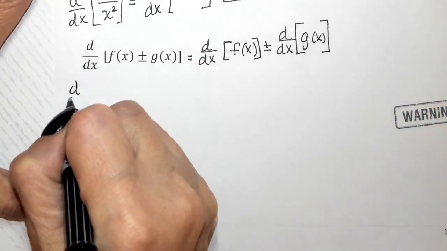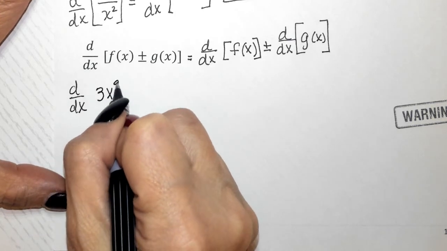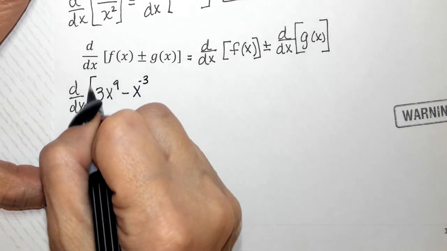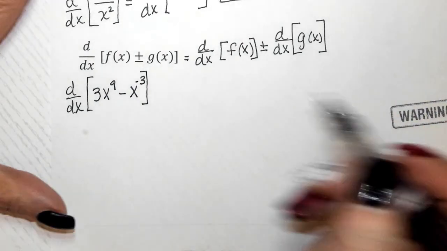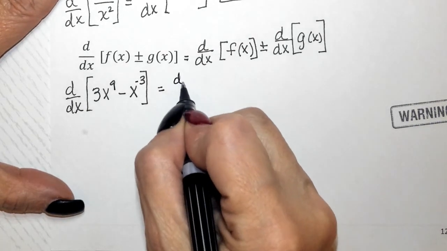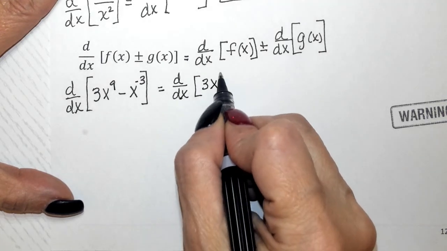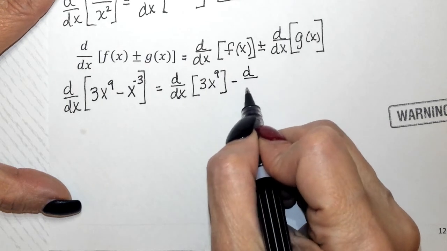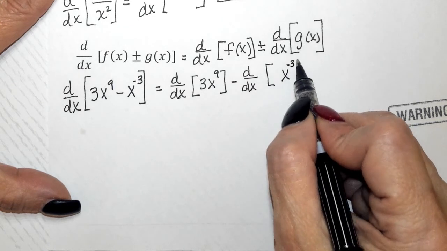Let's do an example. Let's take the derivative of 3x to the 9th minus x to the negative 3rd. Now I'm going to write this out, and just bear with me, because once we write it out once, you won't ever have to do this again. So this is where we take the derivative of 3x to the 9th. In this scenario we were subtracting, so we'll say minus the derivative of x to the negative 3.